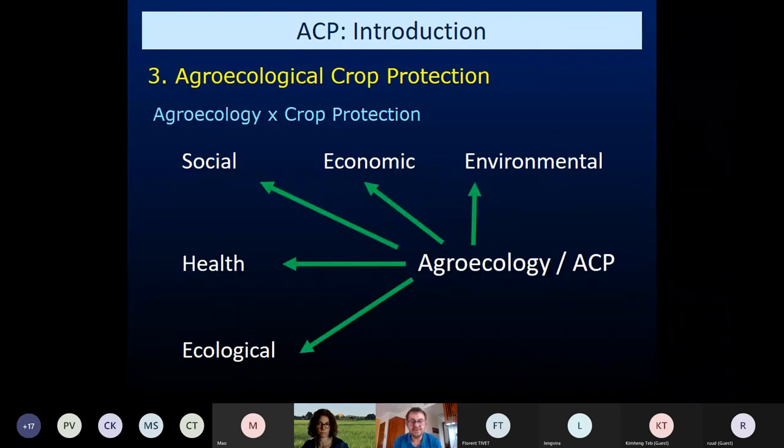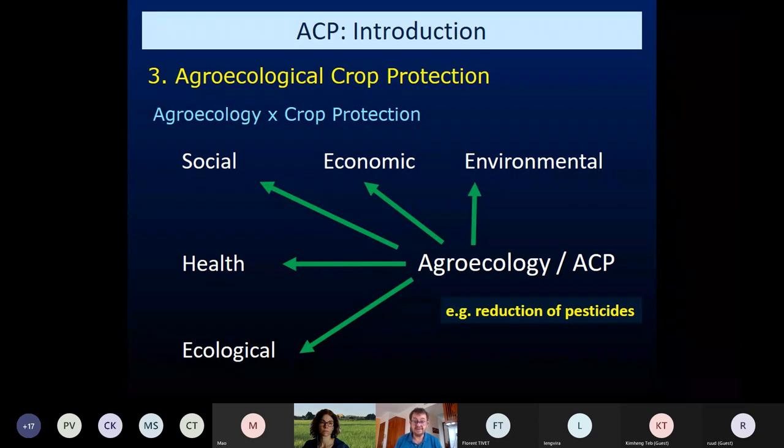In this slide, you can see agroecology faced with the 5 issues. Okay, we just have seen that. And for pesticides, the reduction of pesticides, if we consider its aim, will be a positive answer for addressing these 5 kinds of challenges.